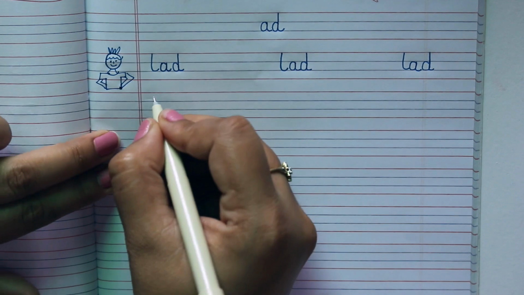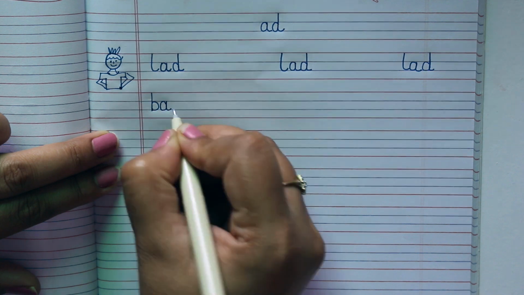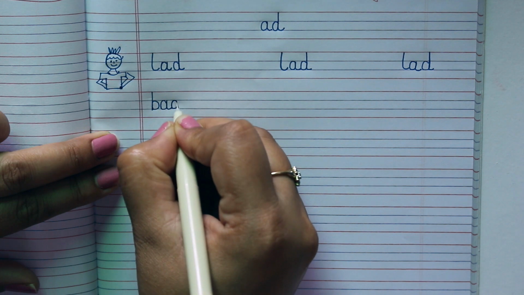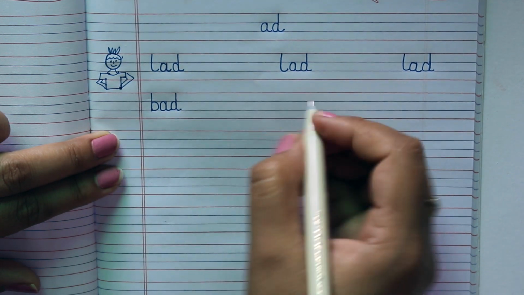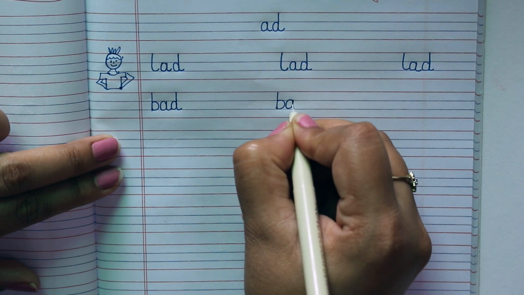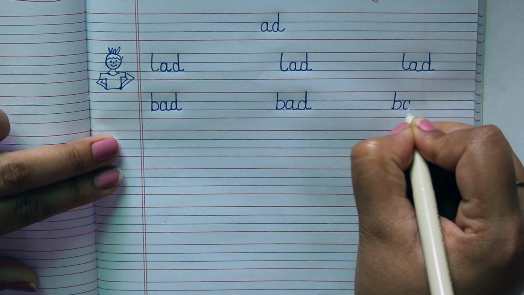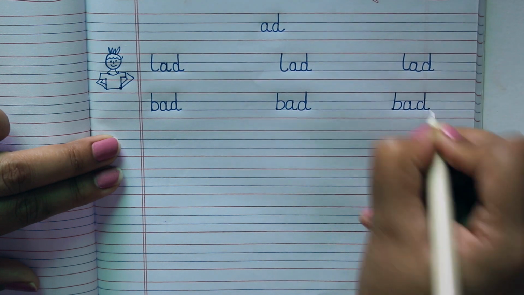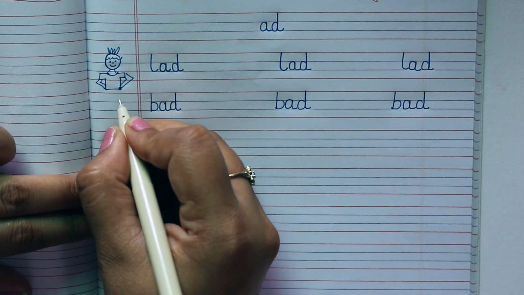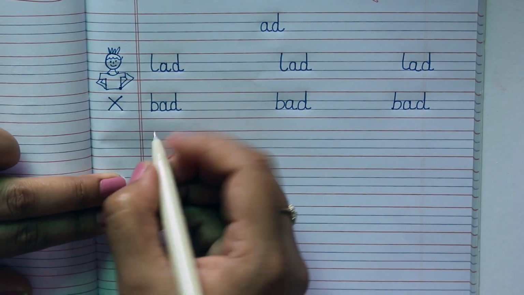And the next one is B. B has no tail. B, add, bad. Again, repeat after me. B, add, bad. B, add, bad. हमें बैड काम करने चाहिए? नो, नहीं करने चाहिए. सो उसके लिए हमें यहाँ पर ऐसे ड्रॉ करना है. हमें बैड काम नहीं करना चाहिए.